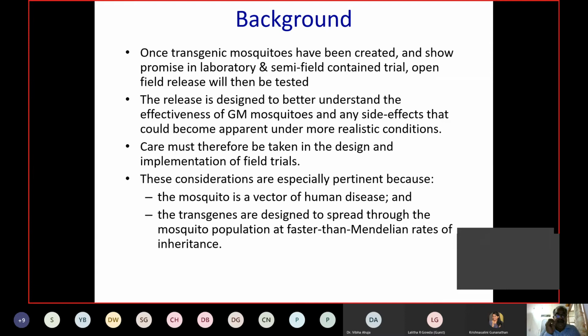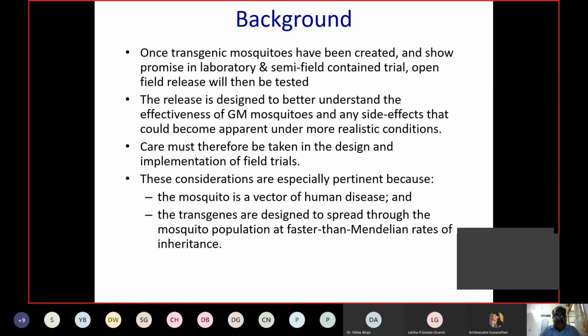These considerations are especially pertinent because the mosquito is a vector of human disease. If there is a leakage, if there is a mistake in ensuring all the mosquitoes remain in our cage, either in the laboratory or in the containment, it would be a serious drawback for the experiment, and therefore it would be very, very dangerous. So leakage should be avoided at every cost.